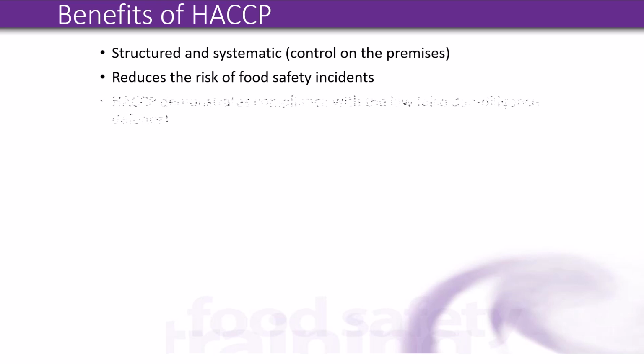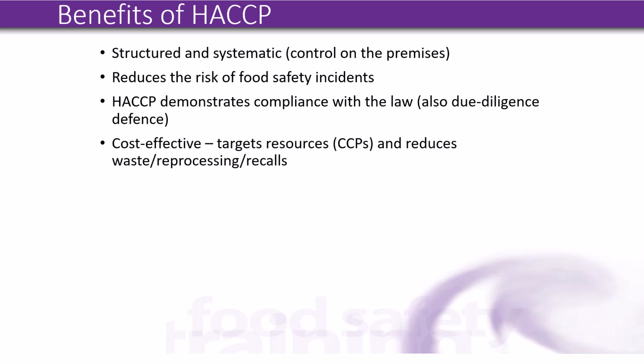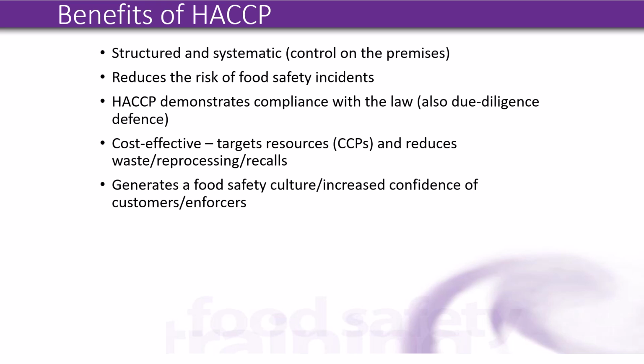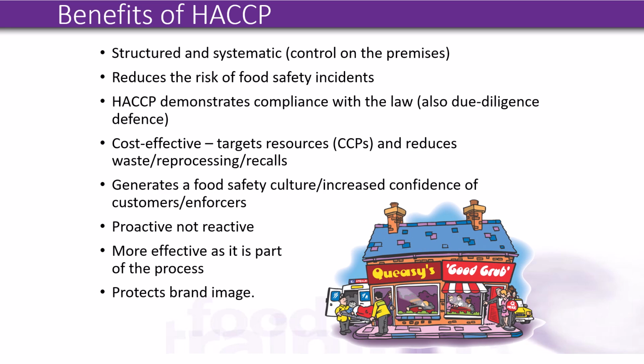The benefits of HACCP include it's structured and systematic. There's control on the premises. It reduces the risk of food safety incidents. HACCP demonstrates compliance with the law, also acts as a due diligence defence if it ever goes to court. It's cost effective. It targets resources at the critical control points and reduces waste, reprocessing and recalls. It generates a food safety culture. It gives increased confidence of customers and enforcers. It's proactive, therefore it's planned, it's not reactive. It's more effective as it's part of the process, and it protects the brand image.